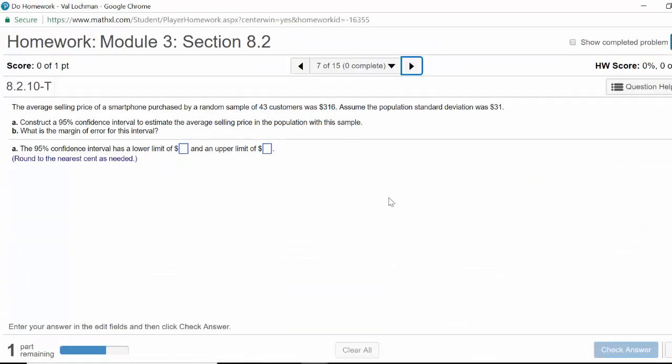I'm looking at problem 7 in section 8.2, and we have the average selling price of a smartphone purchased by a random sample of 43 customers, and that price was $316. Assume the population standard deviation was $31. We're asked to construct a 95% confidence interval.